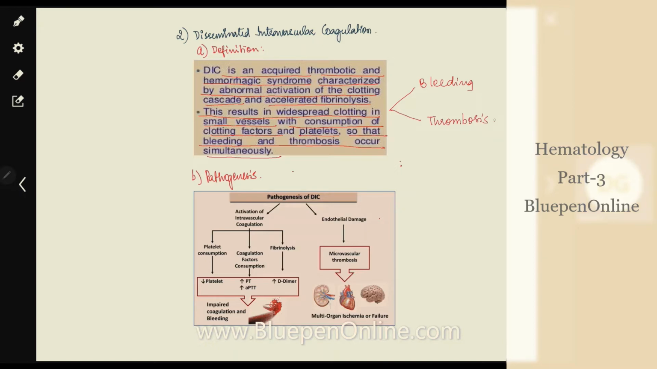How does it occur? The pathogenesis of DIC involves endothelial damage. Endothelial damage causes clotting factor activation. So there are microvascular thrombi. Widespread consumption of clotting factors leads to platelet consumption, coagulation factor consumption, and activation of fibrinolysis. So on one hand, you have extensive thrombosis, on the other hand, you have bleeding tendencies, which lead to impaired coagulation and bleeding, and widespread thrombosis can lead to multi-organ ischemia or failure.